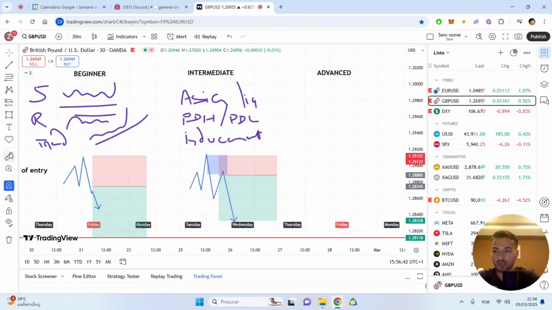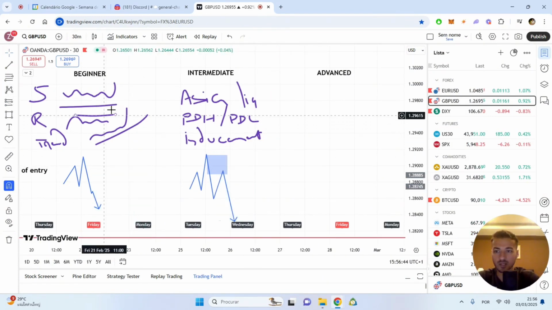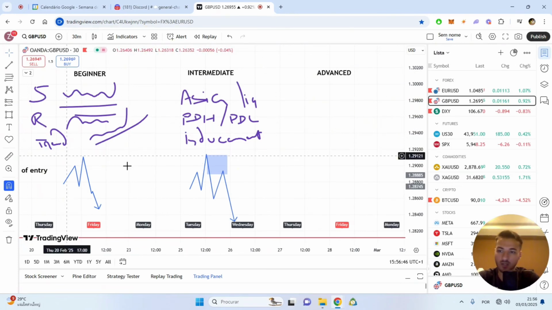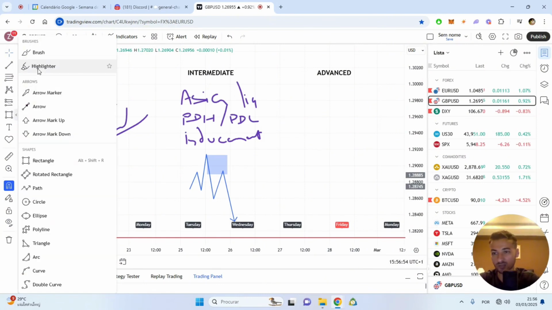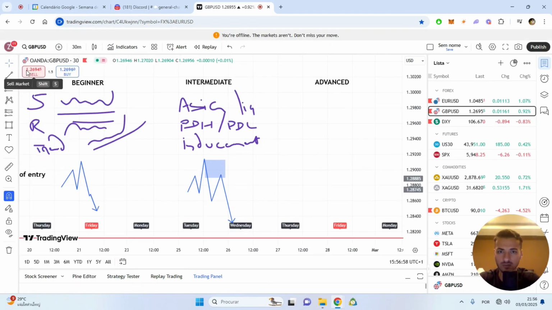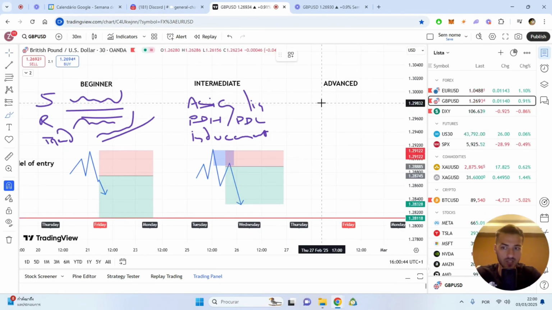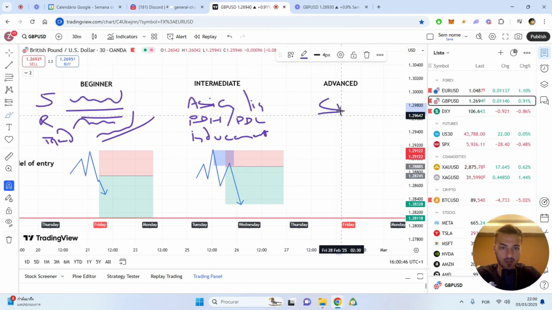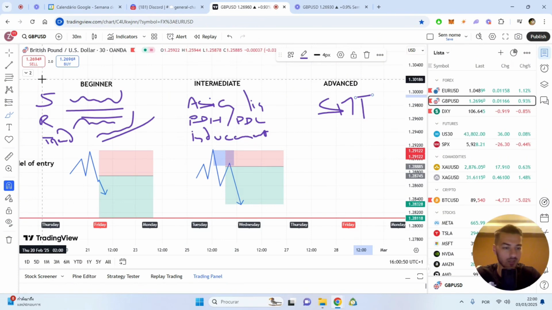And so the advanced will entail all of these, of course, because they're all legit, but they lack one concept. I was about to say simple. It's not simple. It is not so simple. The concept that I was going to mention is the SMT, otherwise known as smart money trap.